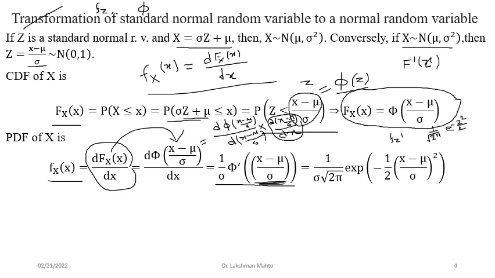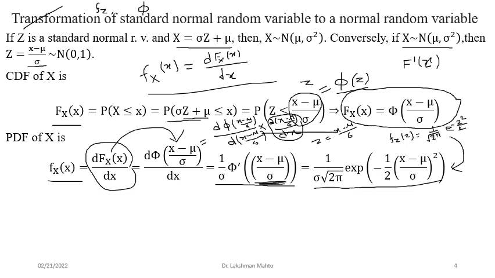So we know that if you substitute z by x minus mu by sigma, due to the transformation function x is defined, from there we see that z is equal to x minus mu divided by sigma. If you substitute, it will be converted into the PDF of any Gaussian or normal random variable with expectation mu and variance sigma. So easily we got the PDF of x through that transformation.